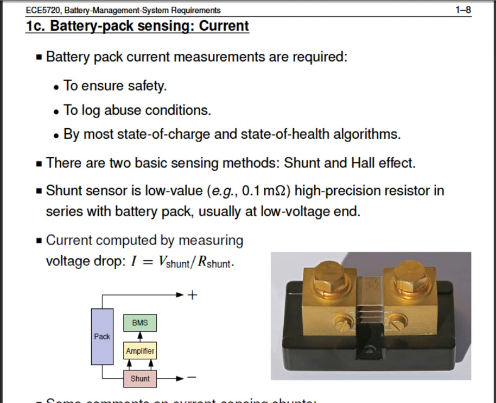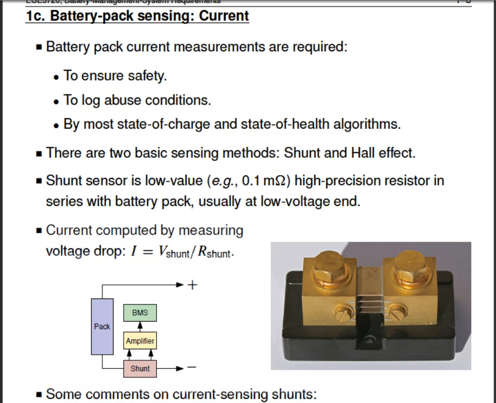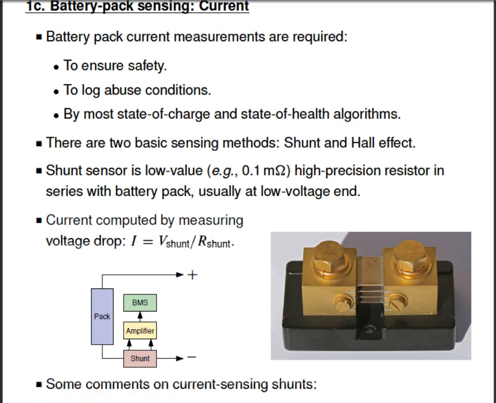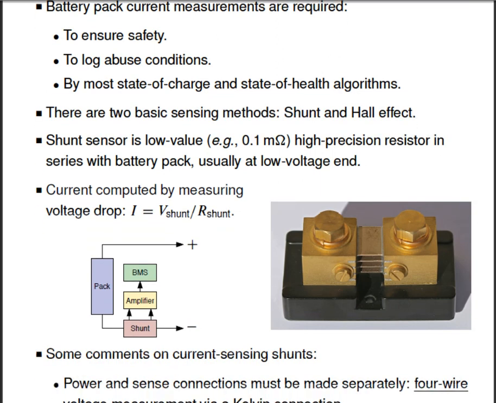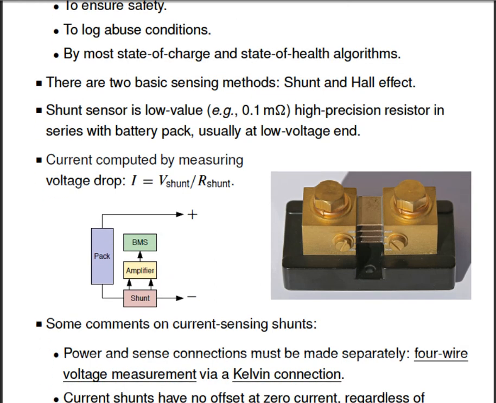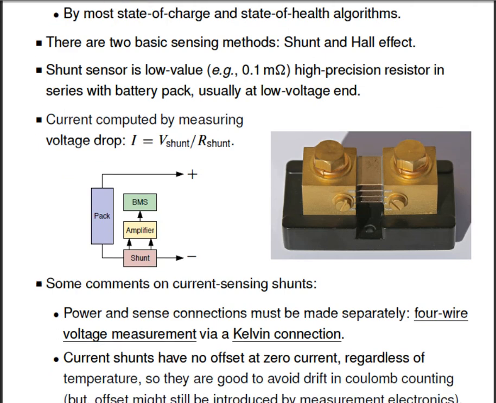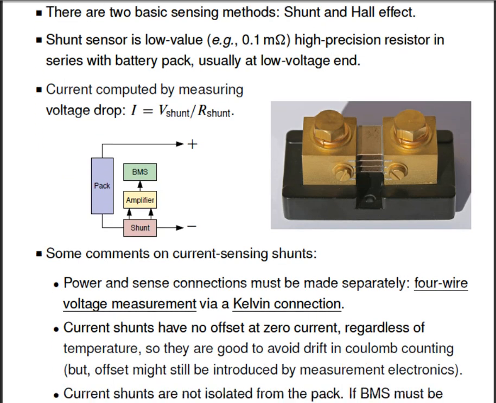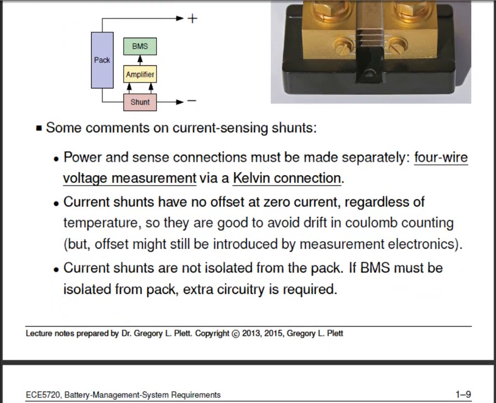To ensure that, we have to measure the current inside the battery, or how much current is produced by the battery. So by most state of charge and state of health algorithms we can find out what the state of charge inside the battery is. There are two basic sensing methods, shunt and Hall effect. Shunt means we are putting a small shunt resistor in series with the circuit, and we can find out how much the current is.